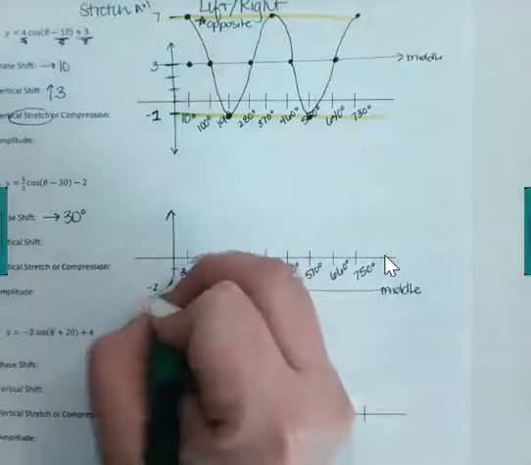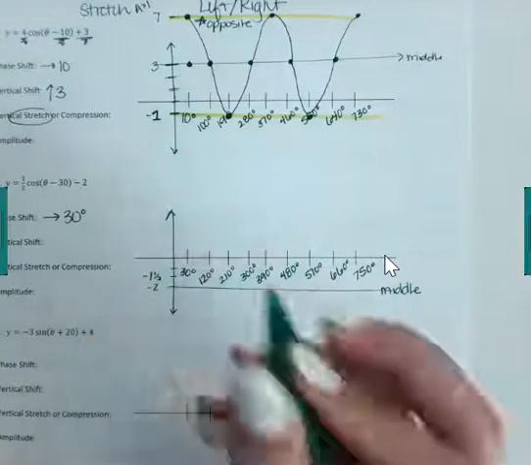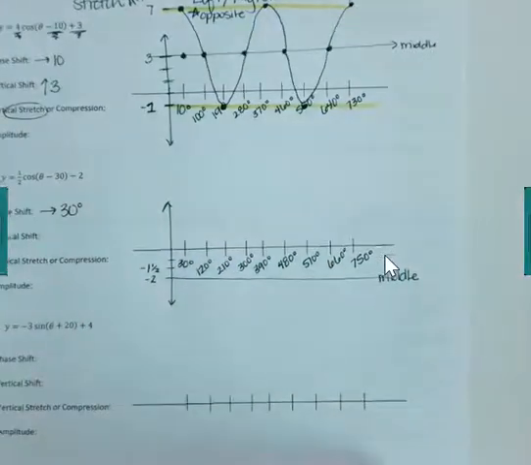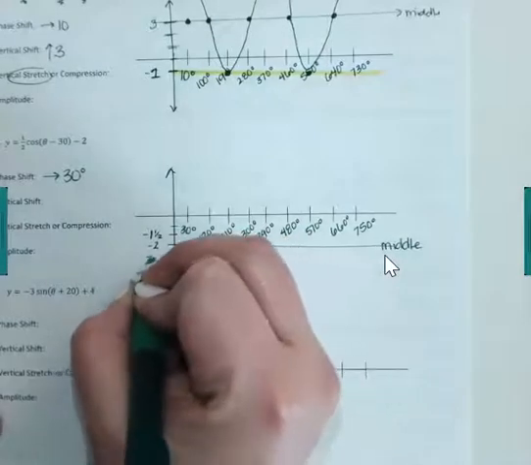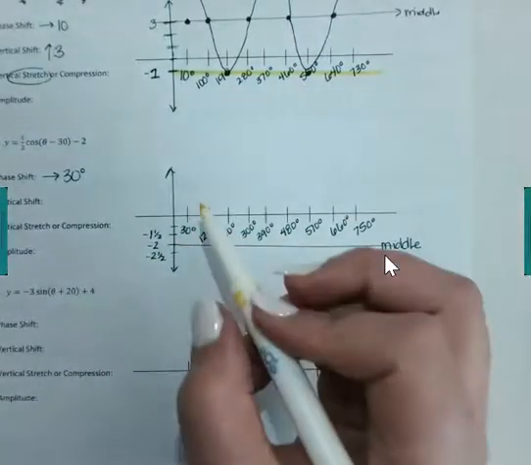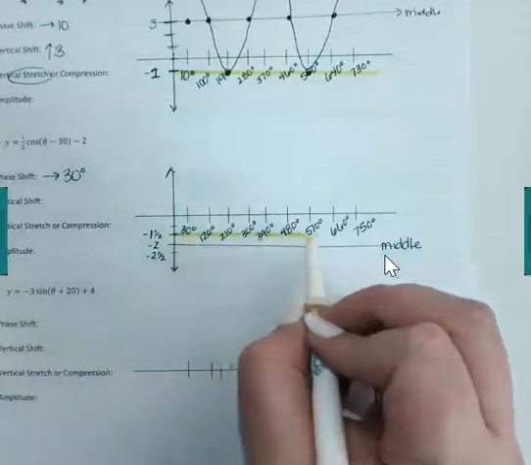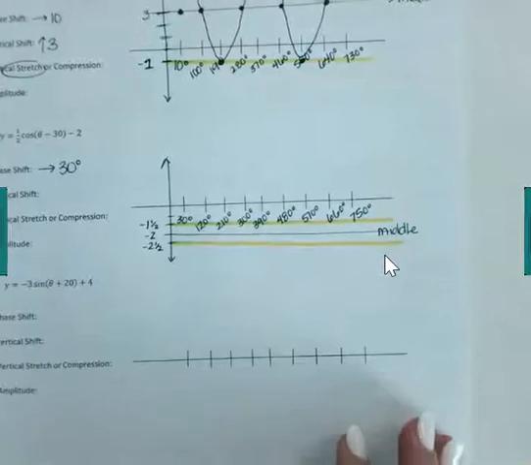-1.5, which would be here. So I'll put -1.5. Okay, now what if I went down another half? Where would I be? -2.5. So here is -2.5. And then I'm going to draw in my lines to show me where the highest points should be and where the lowest points should be.